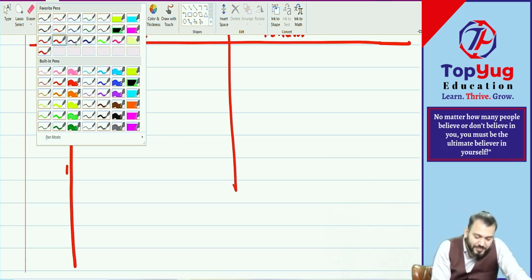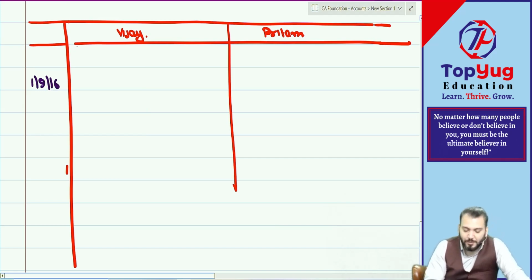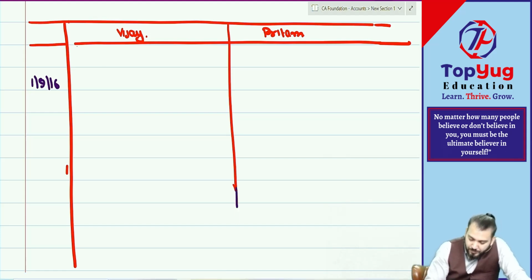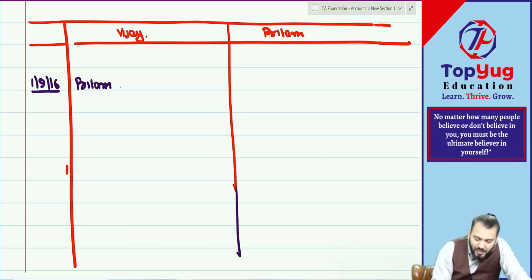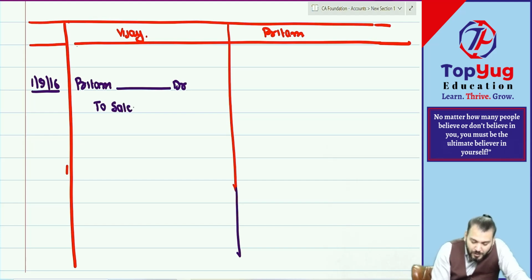So the books of Vijay. First, what is the date of credit sales? 1/9/2016. What journal entry in the books of Vijay? Pritham account, don't say debtor. Pritham account debit. DR means debit. Why do you call it debtor? I don't understand why in your intermediate they call it debtor. It is debit or debtor? Debit. Pritham account debit to Sales, amount 1,06,000.